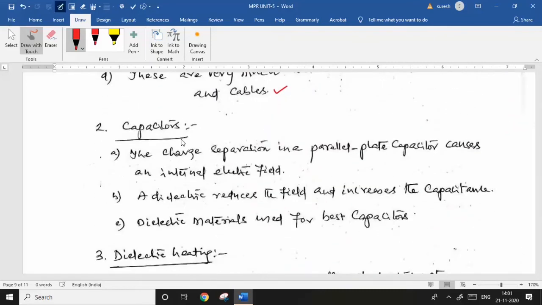Now, the second application is that dielectric materials are used as capacitors. Let us see this. The charge separation in a parallel plate capacitor causes an internal electric field. A dielectric reduces the field and increases the capacitance. Every dielectric material reduces the intensity of the electric field, and as it does, the capacitance increases. Not only that, dielectric materials are used in the best capacitors. We have a number of capacitors used in industries nowadays: cylindrical capacitors, rotating capacitors, spherical capacitors, etc.